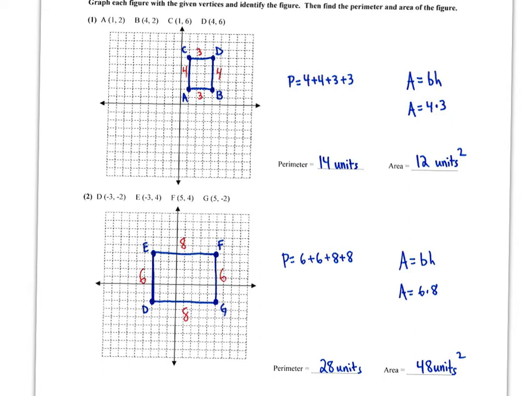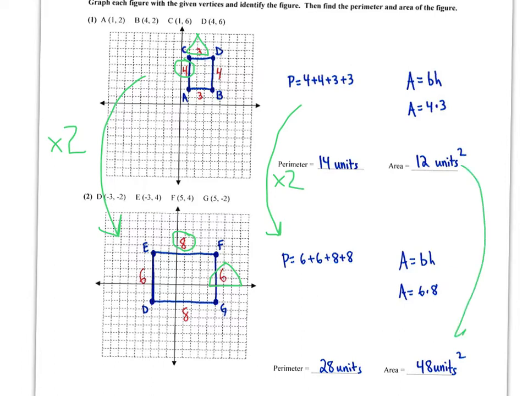So let's look at number 1 and number 2 and analyze these. These are both quadrilaterals. They're both rectangles with dimensions 4 by 3 and 8 by 6. Note that the 4 and the 8 correspond, and the 3 and the 6 correspond. So the scale factor has been multiplied by 2. And so therefore the perimeter has also been multiplied by 2. Whereas the area, you can clearly see 12 times 2 is not 48. It's been multiplied by 2 squared, or in other words, times 4.